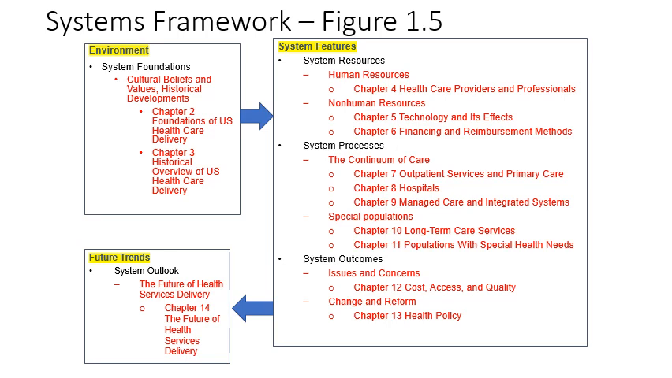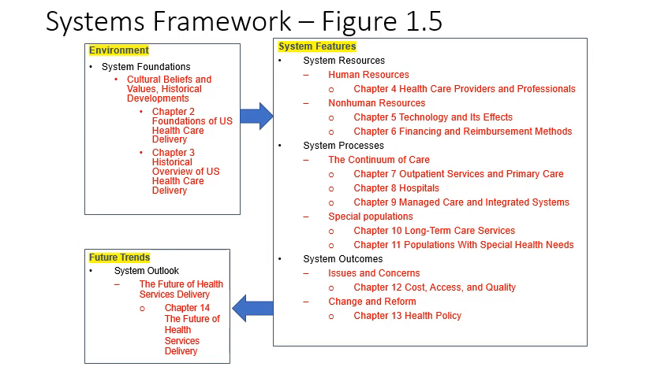So remember how we said the system framework is divided into environment, system features, and future trends. So let's look at environment first. Environment has the system foundations. So what are your foundations? When you think about it, it's your cultural beliefs, your values, and historical developments, like the history of things. How did it all start? So you'll see that more in Chapter 2, Foundations of U.S. Healthcare Delivery, and Chapter 3, Historical Overview of U.S. Healthcare Delivery. And after that, you start understanding more the system features, which has the resources, processes, and outcomes.